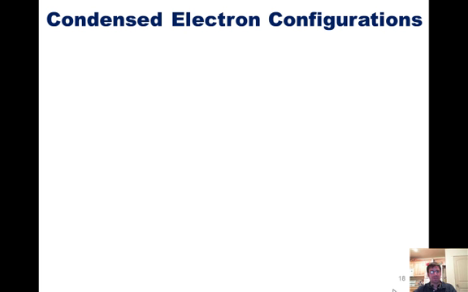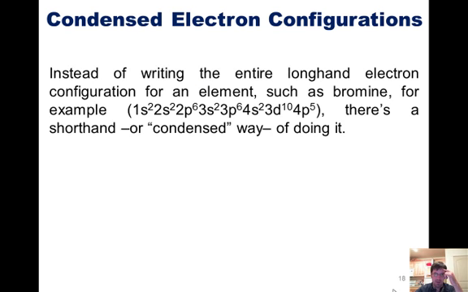In our previous presentation on the electronic structure of atoms, I taught you how to devise an element's electron configuration. Now you may notice that an electron configuration can be pretty long for elements that are further down the periodic table. For example, the electron configuration of bromine, element number 35, is 1s2, 2s2, 2p6, 3s2, 3p6, 4s2, 3d10, 4p5. Whew. I doubt that most of you want to write something that long out. I know that I don't. So what in the world can we do?